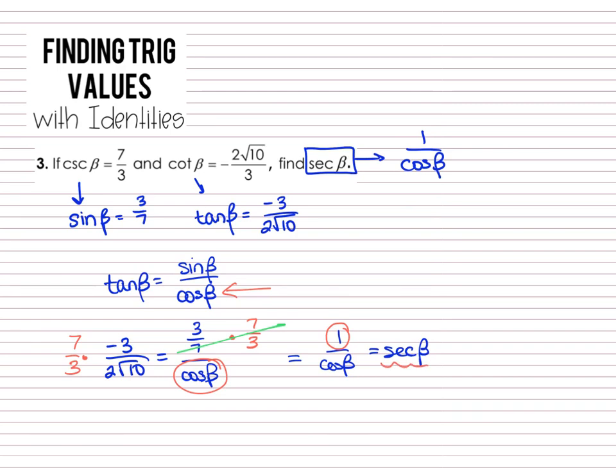So what I'm going to do is just simplify on the left side of the equation here. 3 is going to cancel with 3. So I'm going to have that the secant of beta, I'm kind of switching sides here, equals negative 7 over 2 square roots of 10. I have to rationalize, so I'm going to multiply both the numerator and the denominator by the square root of 10 to give me negative 7 square roots of 10 over 20.